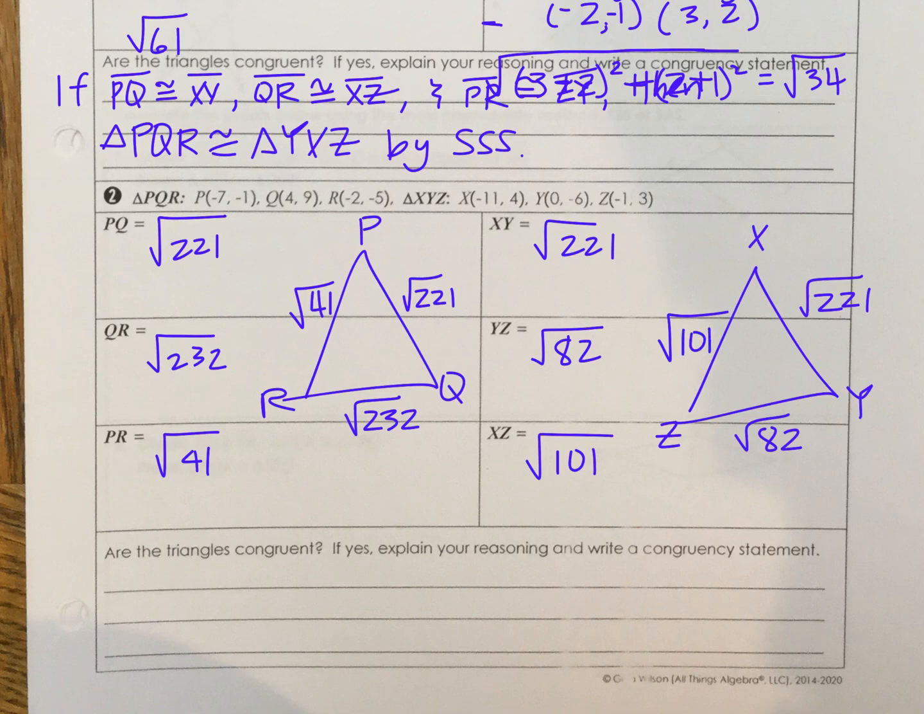So now I'm going to mark up my triangles and see if anything is similar. Well, I've got 221 here, 221 here. But on the first triangle, I have a 41 and a 233. And on the second, I have a 101 and an 82. So the rest of those aren't congruent. So this is not SSS. It's not SAS. So I cannot, with this information, tell you that these triangles are congruent. So I'm going to say not congruent because it's not SSS.